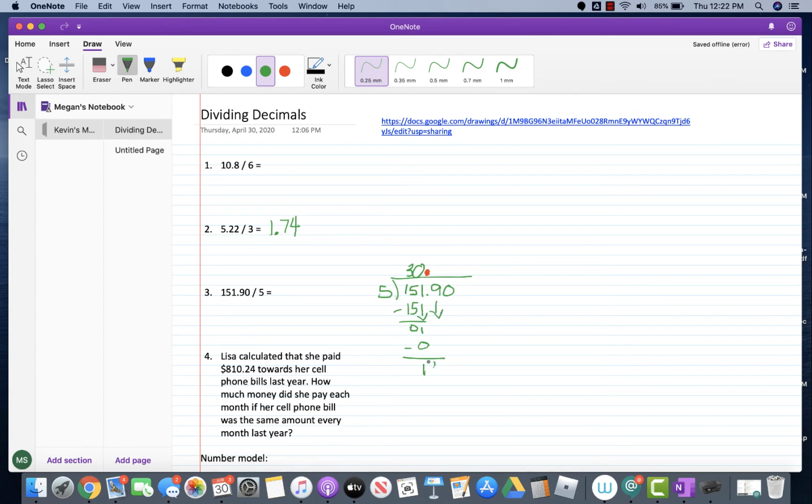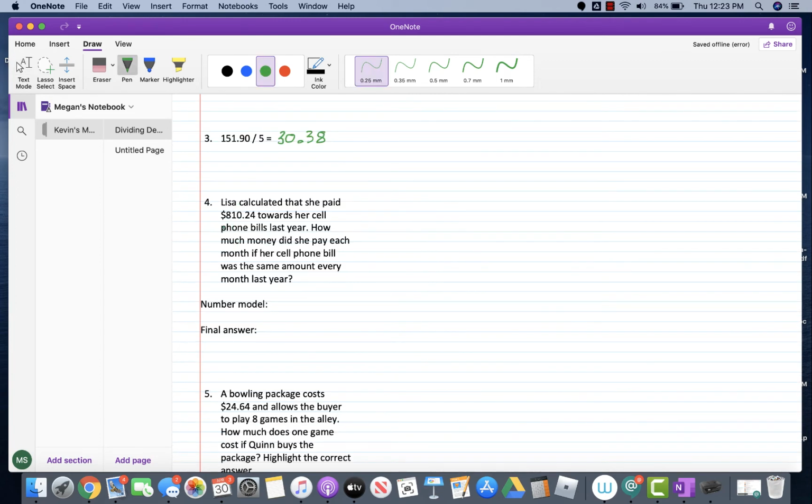Bring down our 9. 5 goes into 19 3 times. Bring down our 0. 5 goes into 40 8 times. So our answer is 30.38. Let's look at the next problem, which is a word problem.